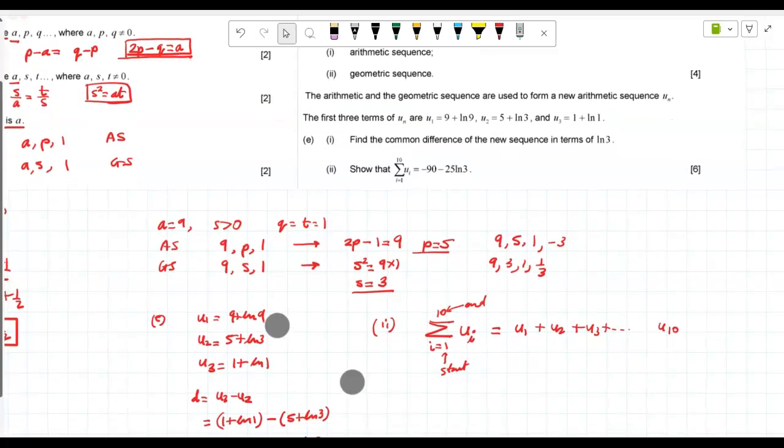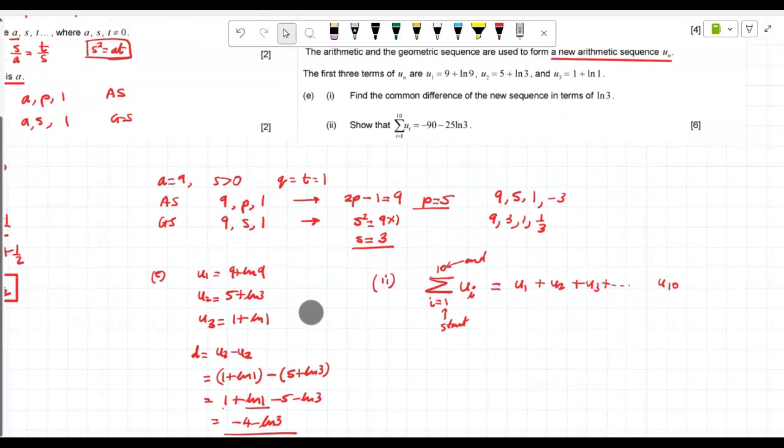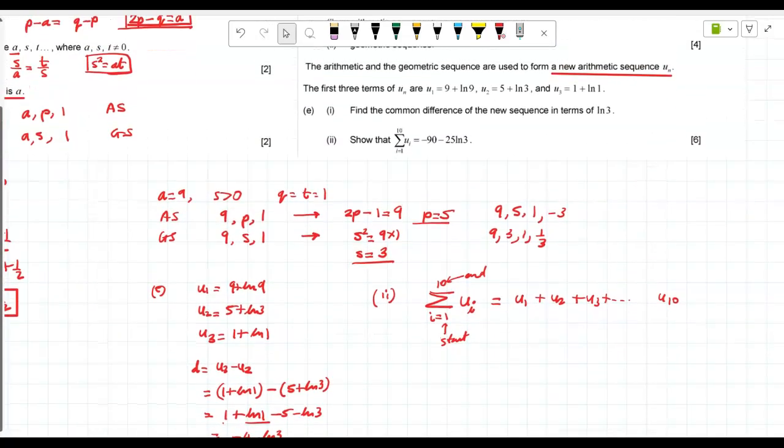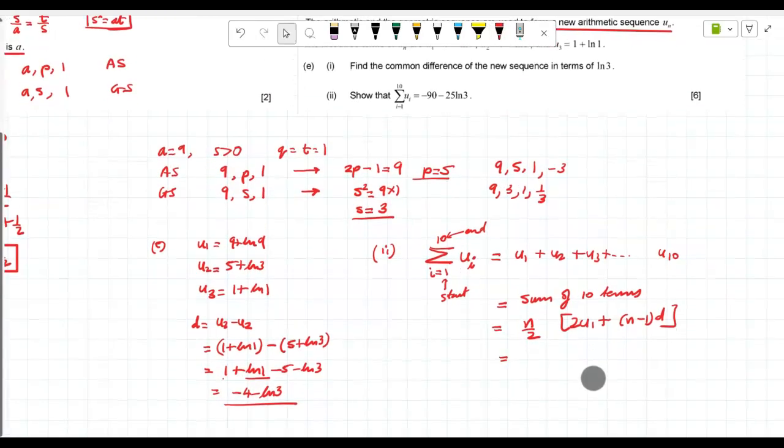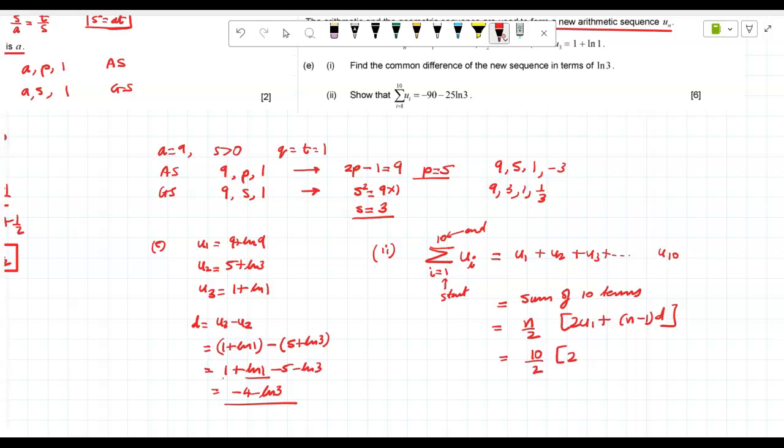This u is an arithmetic sequence. You can read that. So you have to match the comment. Correct. So this is the sum of n terms, the sum of 10 terms. The formula is n over 2 times 2u1 plus n minus 1 into d. n is the number of terms, 10. So 10 over 2, 2u1. What's my u1? This is my u1.